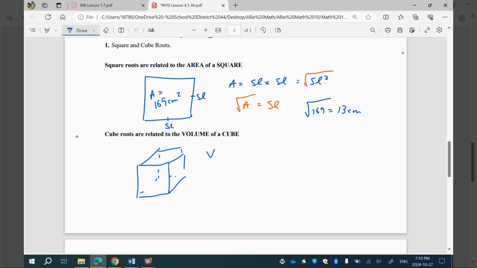We say the volume is 125 centimeters cubed, and we want to know the side length, side length, side length.